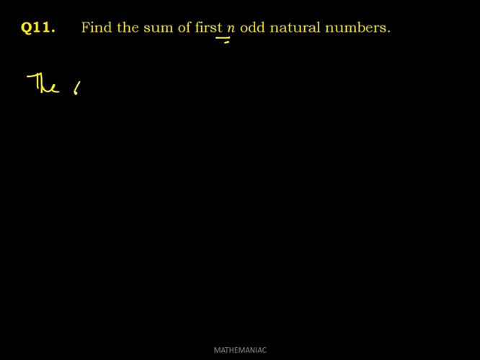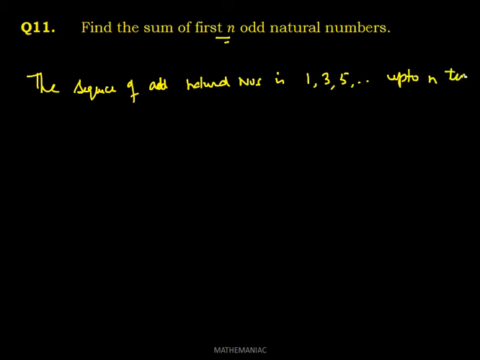The sequence of odd natural numbers is 1, 3, 5, like up to how many terms I have to go? N terms. I have to find the sum of them. Clearly it is an AP with first term A equal to 1 and common difference equal to 2.